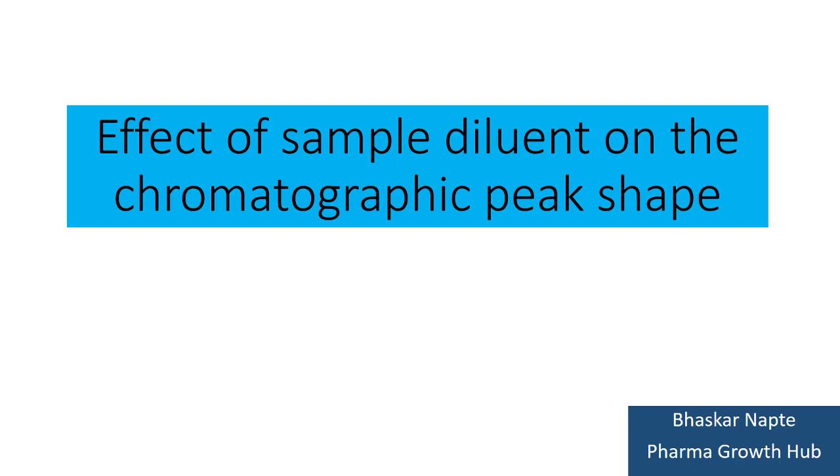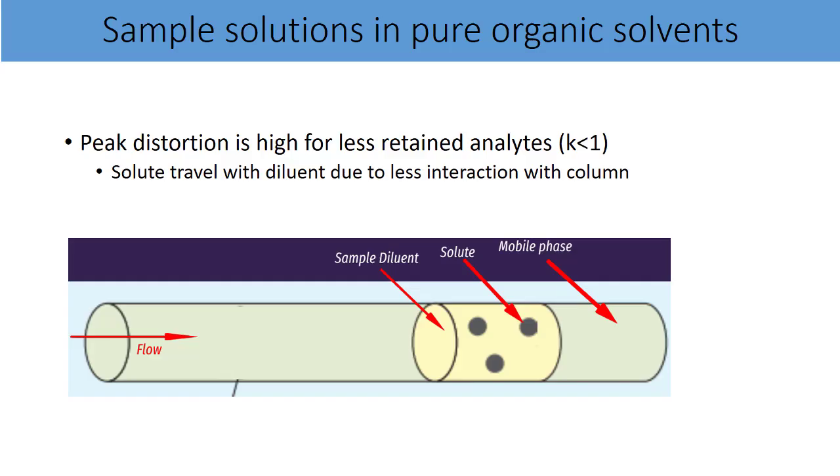Hi, Bhaskar here. Today we are going to talk about the effect of sample diluent on the chromatographic peak shape, and I am going to speak in the context of reverse phase chromatography. We know very well the importance of Gaussian peak shape for better resolution and quantitation.